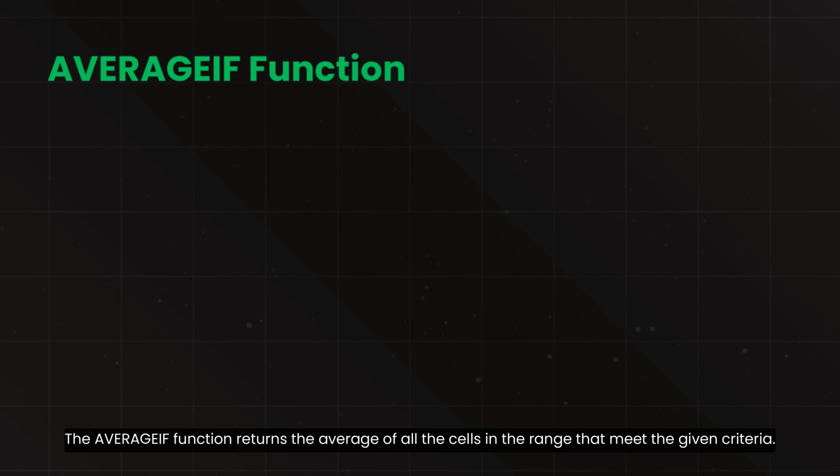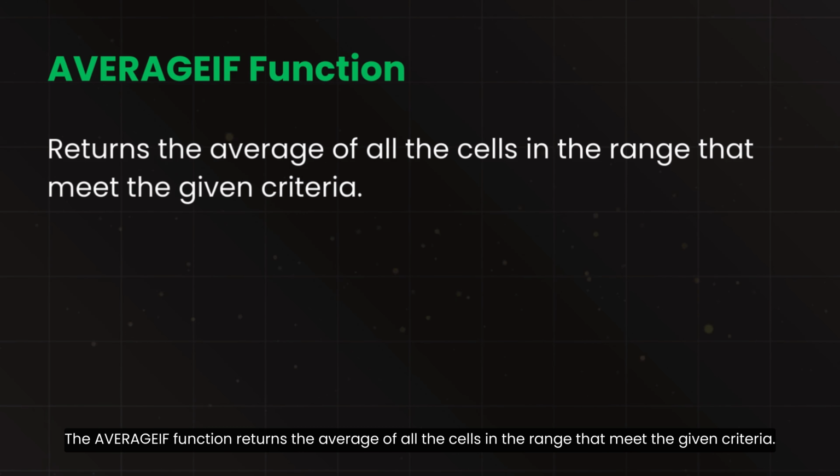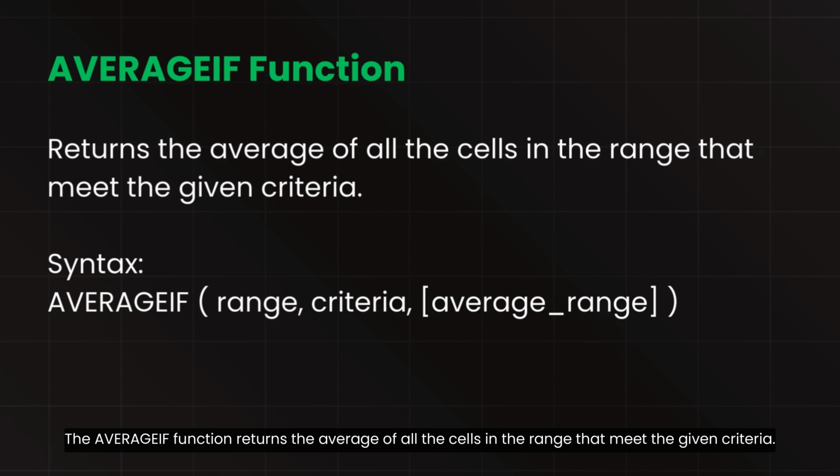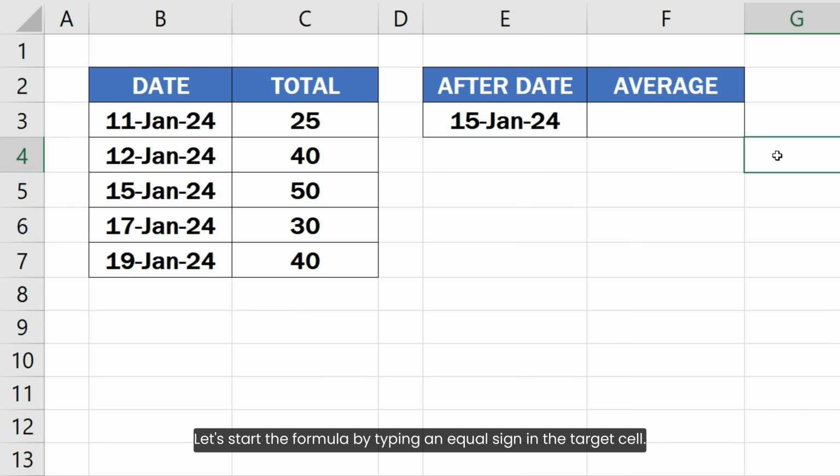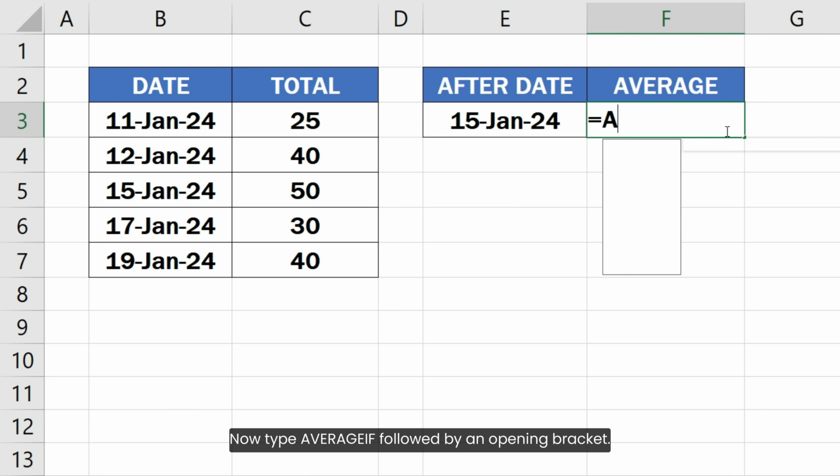The AVERAGEIF function returns the average of all the cells in the range that meet the given criteria. This function accepts three arguments: a cell range, a criteria, and an optional average range. Let's start the formula by typing an equal sign in the target cell. Now type AVERAGEIF followed by an opening bracket.